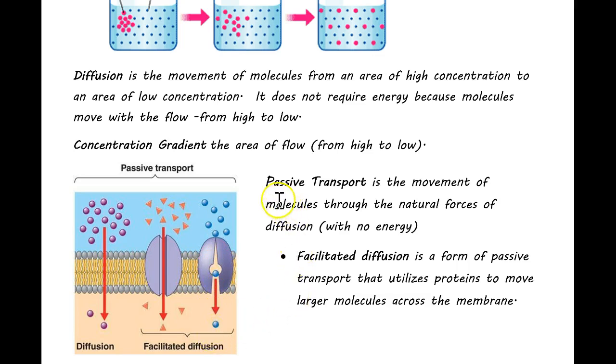So this is a form of passive transport, and that's still where the movement of molecules are moving through the natural forces of diffusion from a high concentration to a low concentration. And specifically, this example of passive transport is called facilitated diffusion. And this is, as I said, a form of passive transport that utilizes proteins to move the molecules against the gradient.